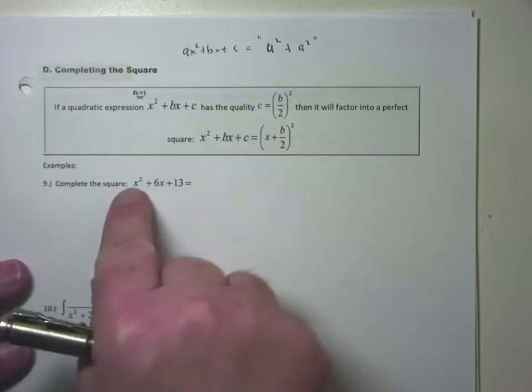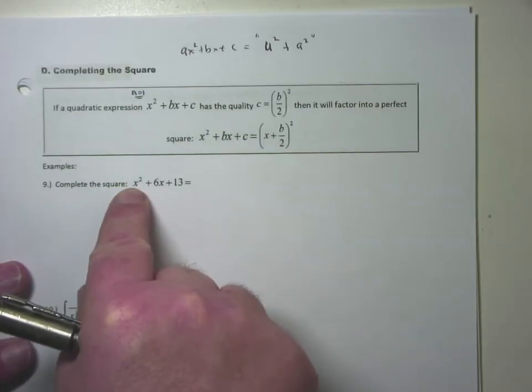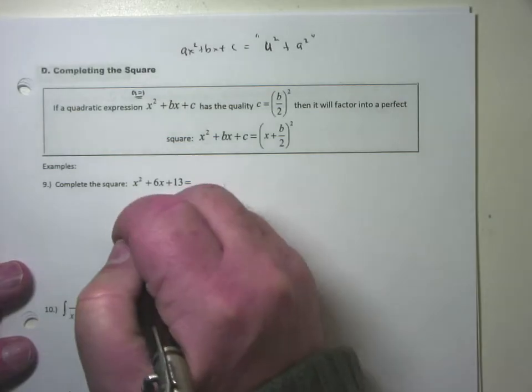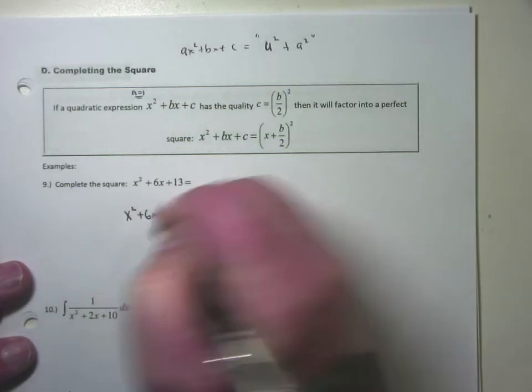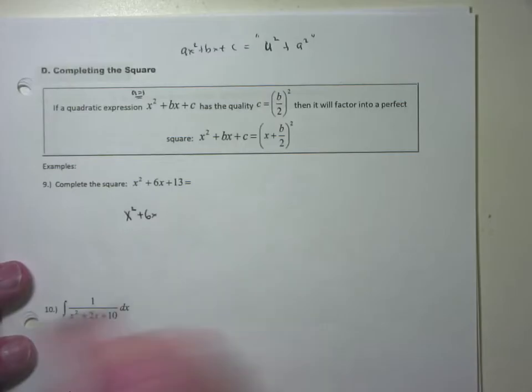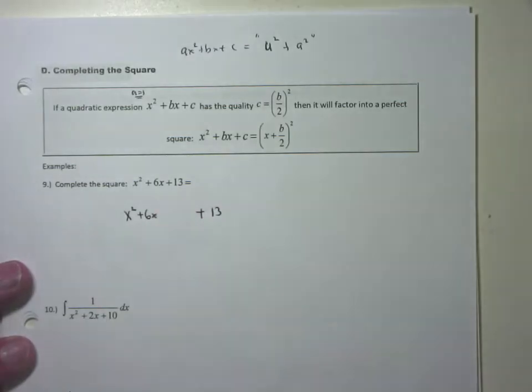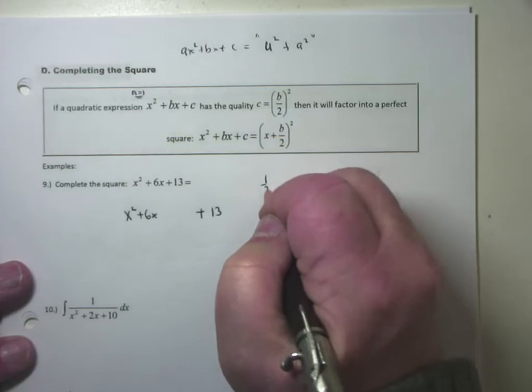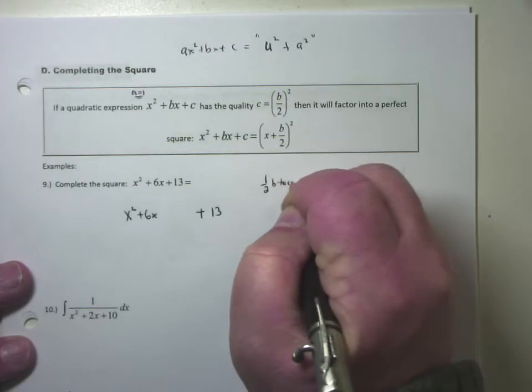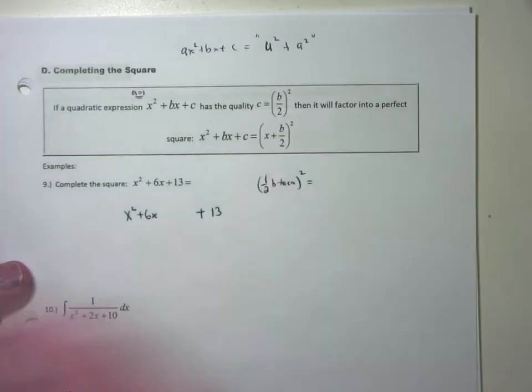You'll notice that the coefficient from the x squared is a 1. So here it is. This is x squared plus 6x. Leave a little space. You're completing the square on the x's. And then put the plus 13 over here. To complete the square, you take half the b term and square it. That gives you your magic number.